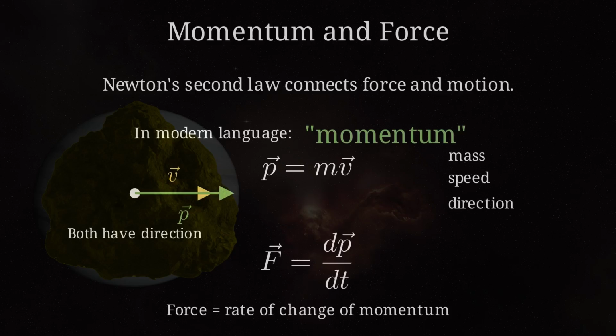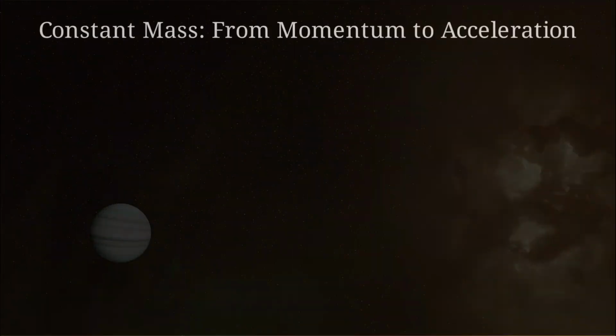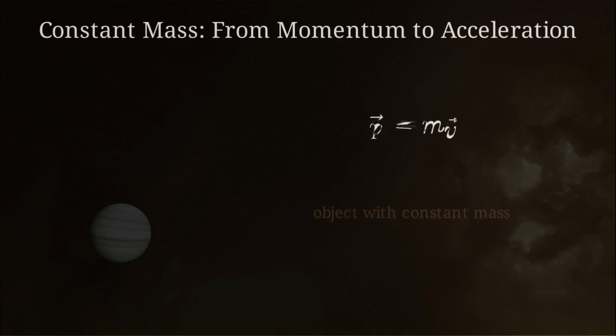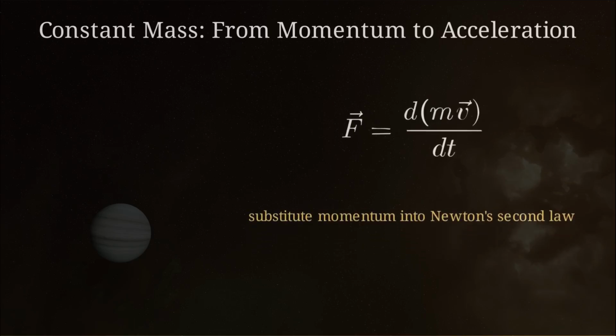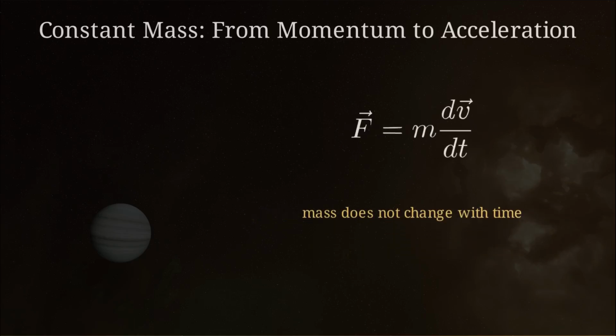Newton's second law says that force is the rate at which momentum changes with time. In calculus language, force is the time derivative of momentum. Now, let's apply this to an object with constant mass. Since momentum is mass multiplied by velocity, we can substitute it into Newton's second law. Because the mass is constant, it does not change with time.